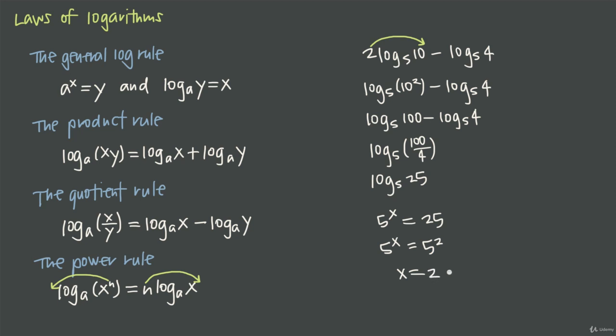x equals 2. And what that tells us then is that log base 5 of 25 is equal to 2, or more importantly, that the value of our original expression, this whole thing, 2 log base 5 of 10 minus log base 5 of 4, actually has a value of 2. And we found that using a combination of the power rule, the quotient rule, and the general log rule to get from this complicated logarithmic expression all the way down to the actual value of it, which is 2.